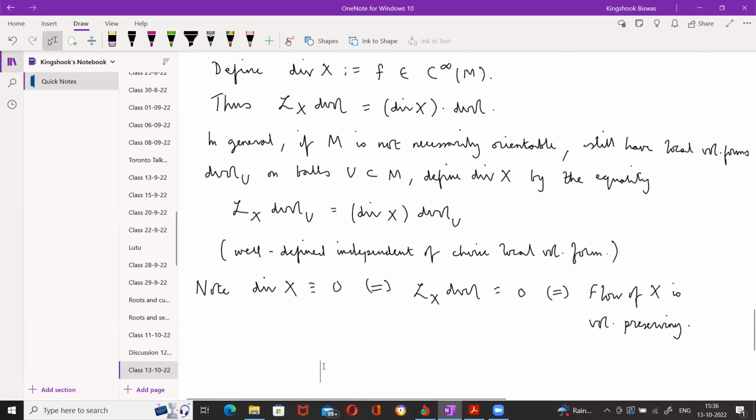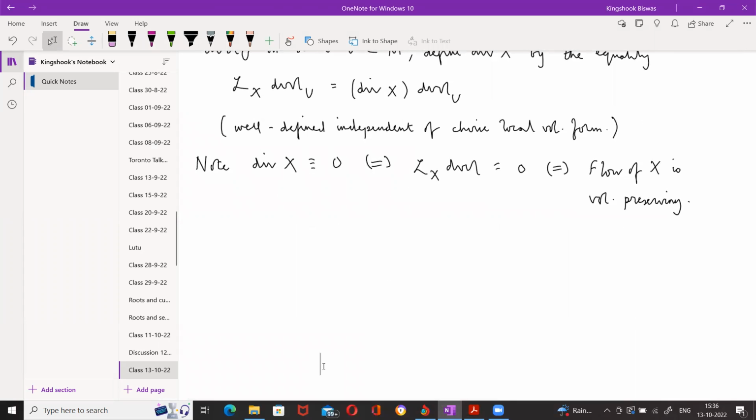You might have seen this in class 12 physics, when you're calculating flux through a surface and so on. You have a domain D. You have your vector field inside.